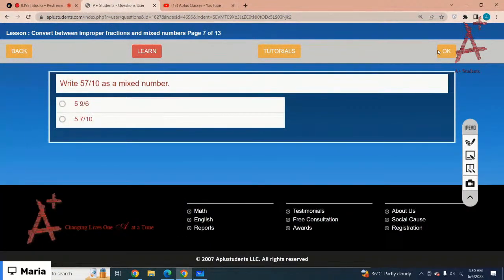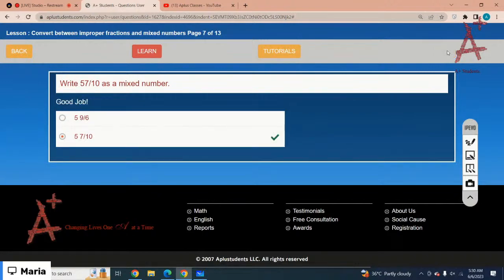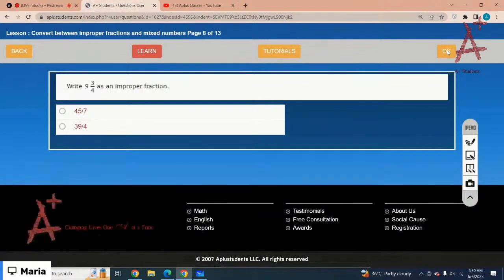Okay, 57 over 10, which is the correct option, 1 or 2? You have 10 times 5 is 50, you are left with 7. So it would be 5 whole 7 over 10. Option number 2 is the correct option. It is 5 whole 7 over 10. Okay, 9 whole 3 over 4, which is the correct option?